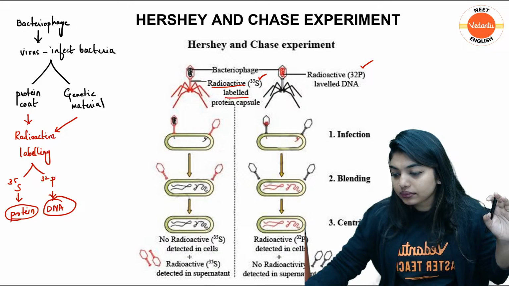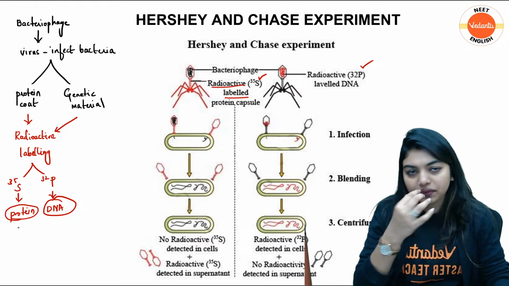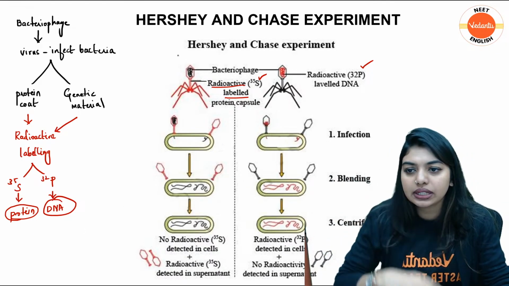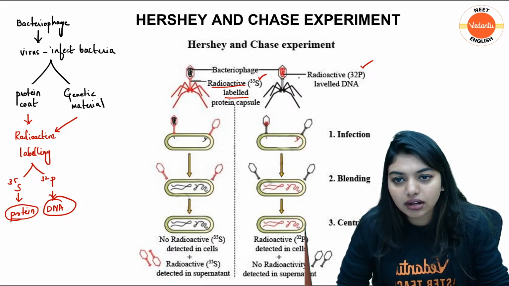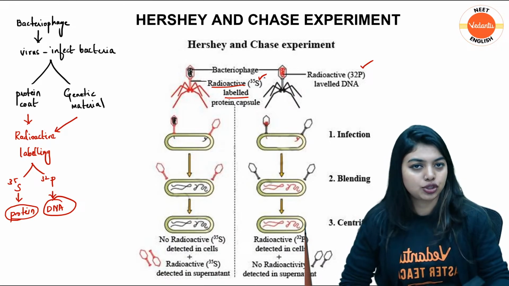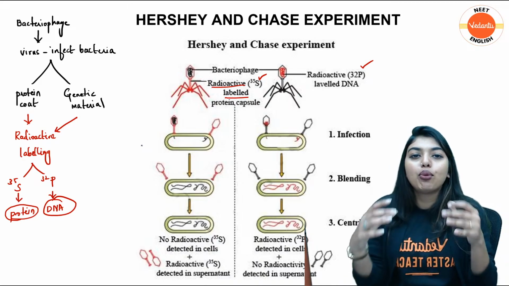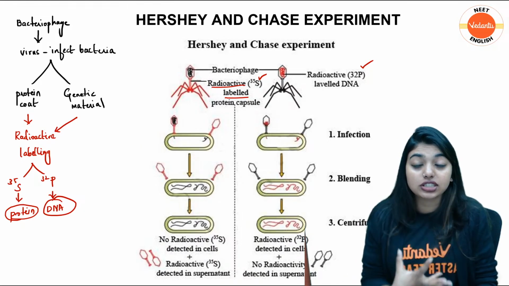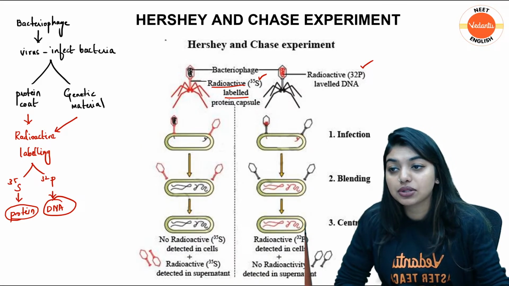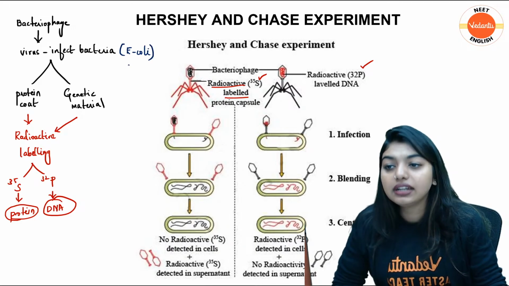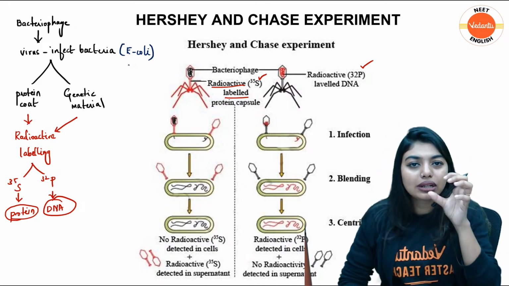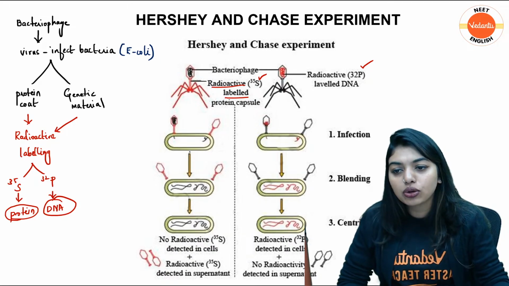Now students, look here. We understood this much, protein and DNA. Now they have got radioactively labeled. You can see radioactively labeled protein is red in color and DNA is also shown red in color. Both of them are bacteriophages, that means viruses that infect bacteria. And the bacteria we have taken is E. coli. Now they were allowed to infect the E. coli.